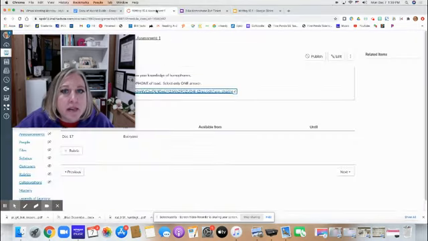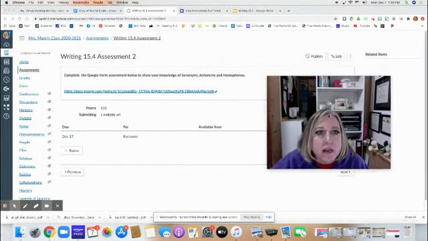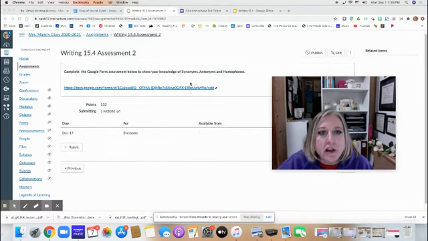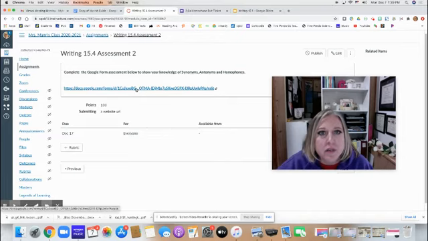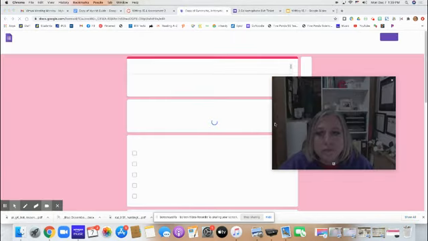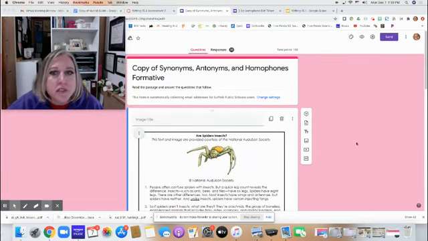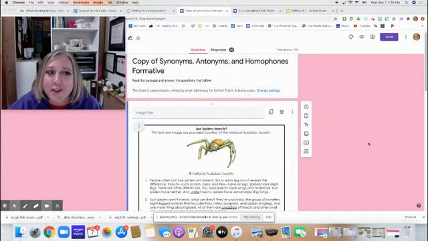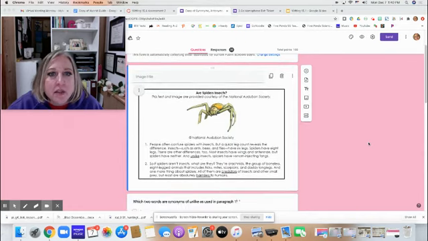So let's go back into Canvas again and we'll go to the second one. Now this one is going to test your knowledge of synonyms, antonyms, and homophones. There's no special directions for this one. These are all tests that were made by Suffolk Public Schools, so these are all tests that are asking you questions that you should know as a second grader. So here we go.